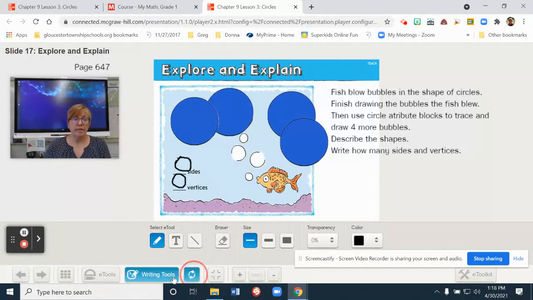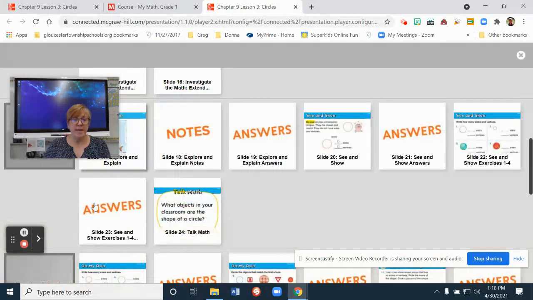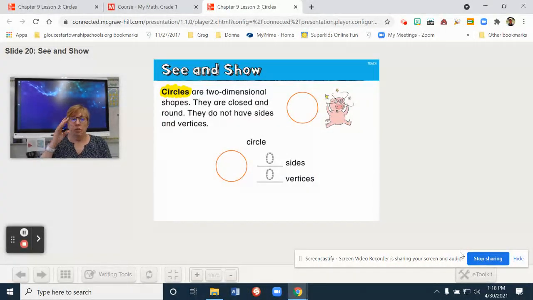Okay, so now let's go to our next page, which is our See and Show. Circles are two-dimensional shapes. They are closed and round. That poor pig, he keeps trying to get into those shapes. They are closed and round. Okay, so there they are. He keeps going into the closed shapes, he's going to keep getting headaches.